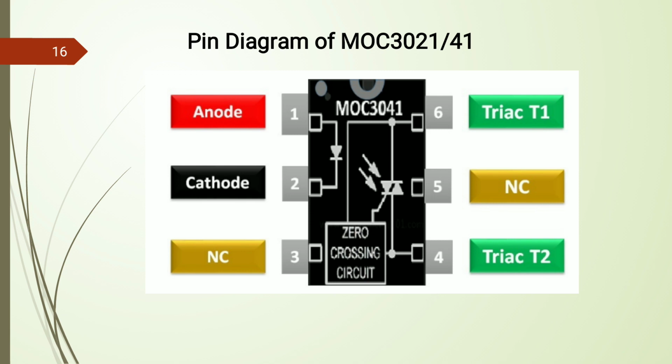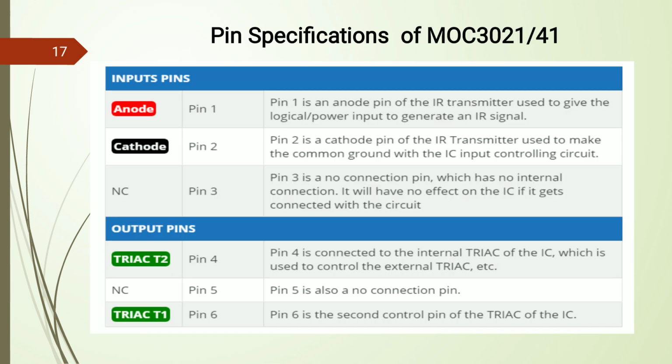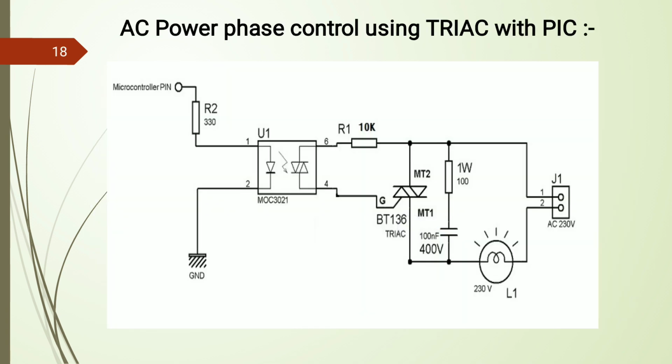So this is the pin diagram, and the function is as I have mentioned, that is anode is applied with a signal at the IR transmitter, logical high, and cathode is connected to the ground, so logical low. After that, triac 2 and triac 1 are the two terminals of the triac, that is MT1 and MT2 terminals are associated with pins 4 and 6. 5 and 3 are not connected. So these are the pin specifications of the optocoupler or optoisolator, which is used for driving the triac circuit.